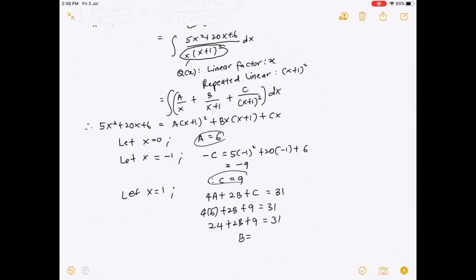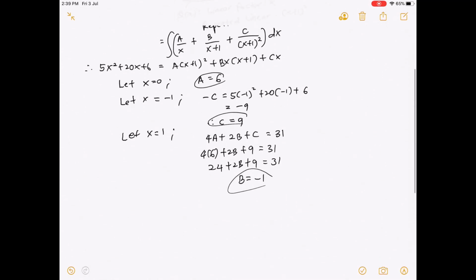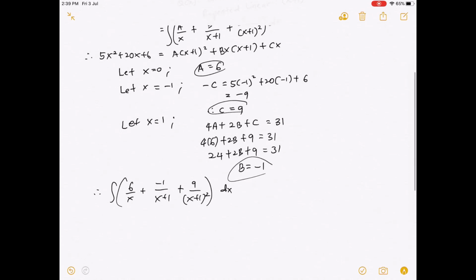Then I will have my b equals to -1. Okay, so what we want to solve is 6 over x, plus b is -1 over x plus 1, and then c is 9 plus 9 over x plus 1 squared x.